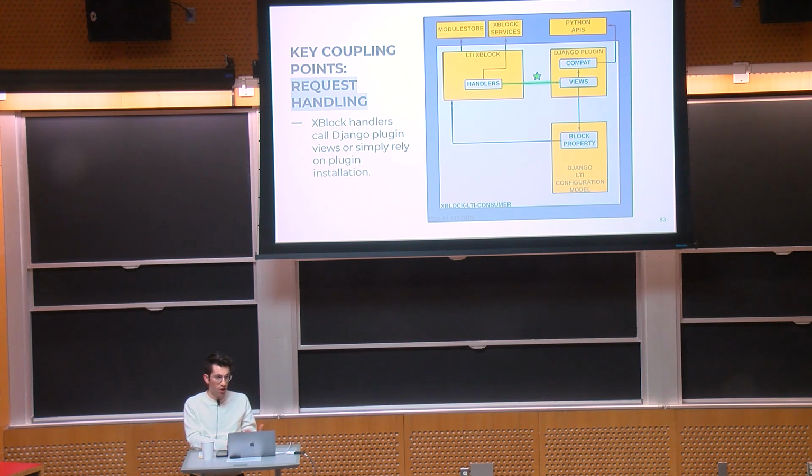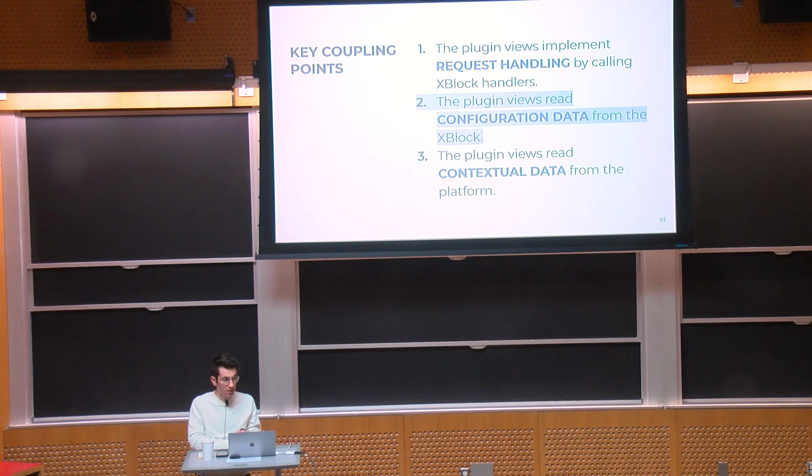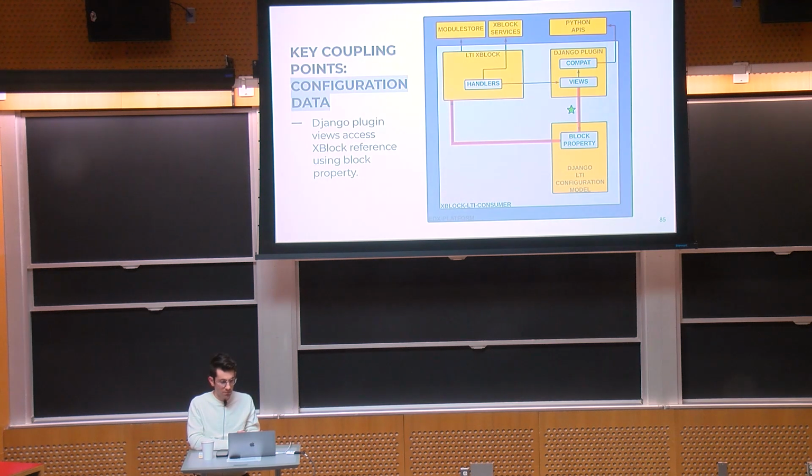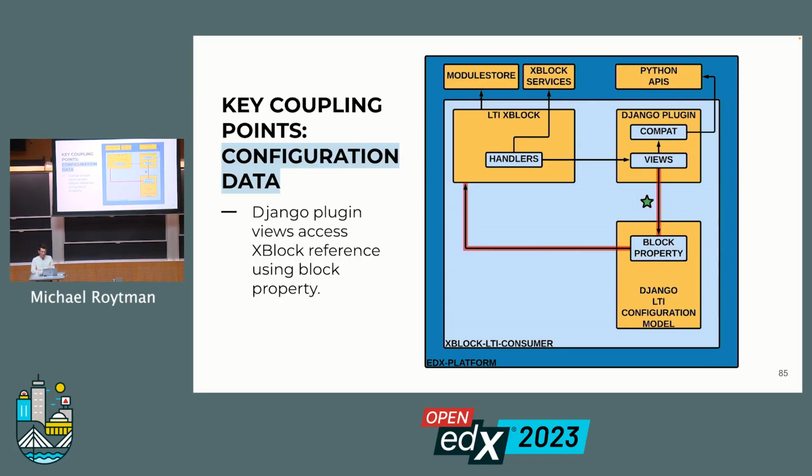But doing this comes at a cost. You're actually coupling even more to the Python APIs and the block property because you have more views in here that need contextual and configuration data, which leads us to configuration data. So the views need access to configuration data that describes the LTI integration, and they do this by reading from the block property. The problem here is that the module store is the source of truth for the vast majority of configuration data. So it's not really possible to run your plugin from anywhere that's not available or is too expensive to access.